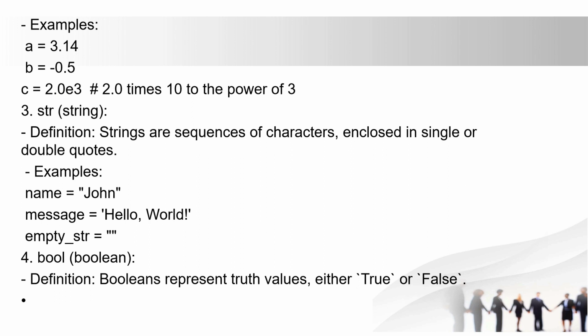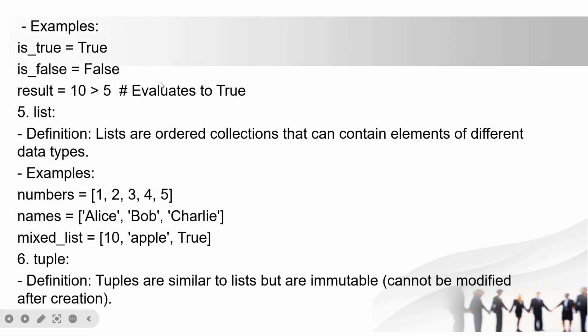Next one, string. Strings are sequences of characters enclosed in single or double quotes. Here we can see examples like name, message, or empty string. Here, John, hello world, and an empty string are given. Next one, Boolean. Booleans represent truth values, either true or false. Here is the example.